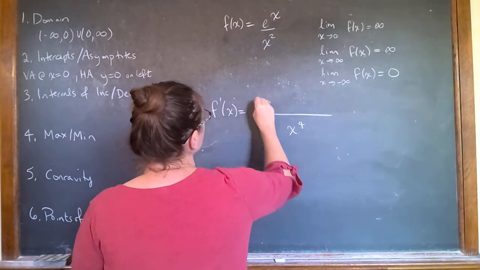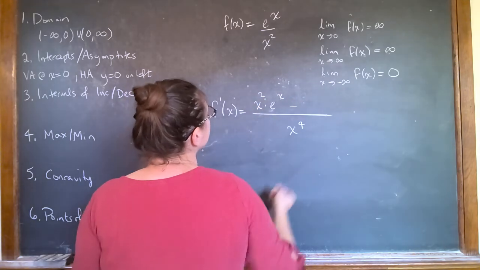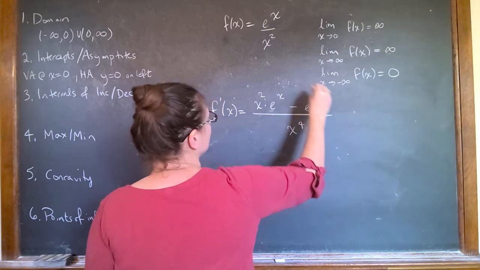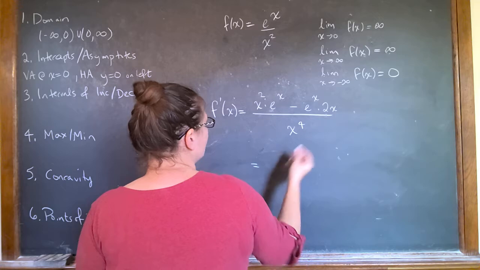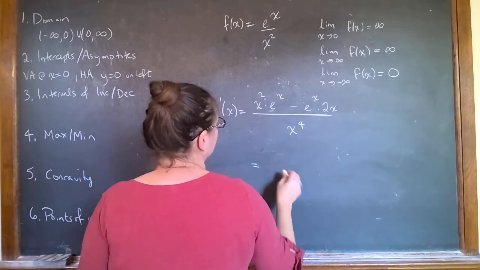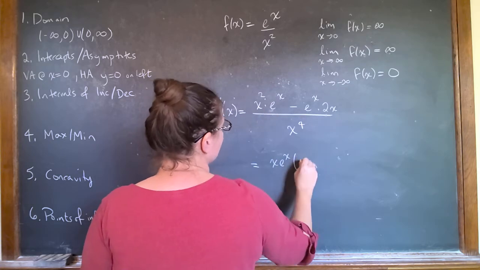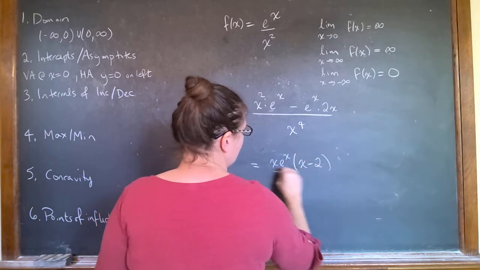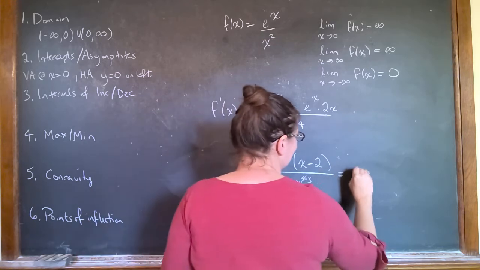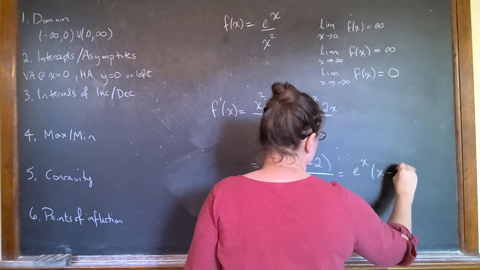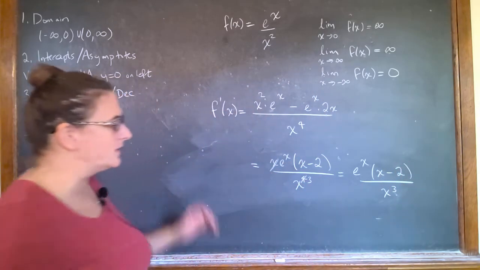So I have x squared times the derivative of e to the x, which is e to the x, minus e to the x times the derivative of x squared, which is 2x. Okay, so I can pull an x e to the x out of the top, right? And then I have x minus 2, over x to the fourth. So eventually I get e to the x times x minus 2 over x cubed. So that's my first derivative.